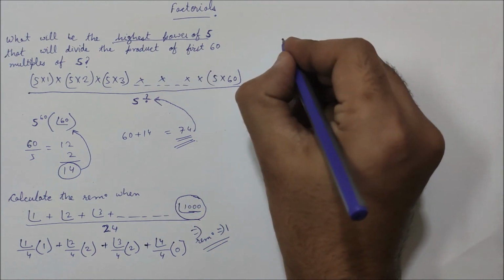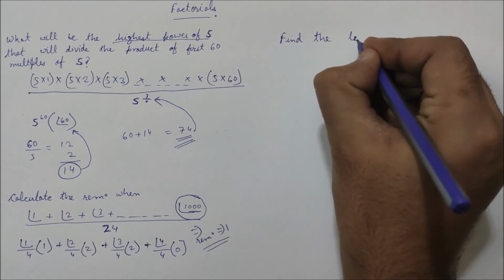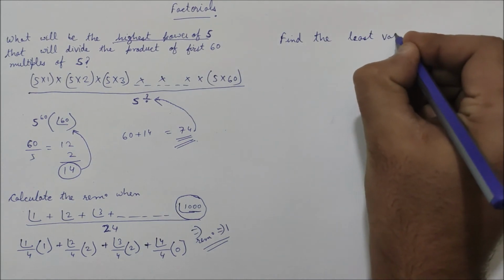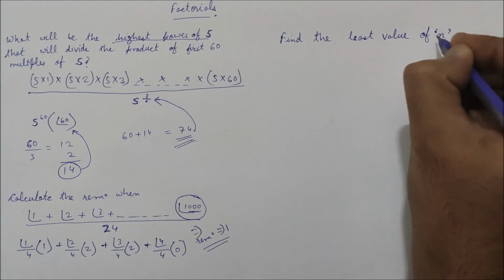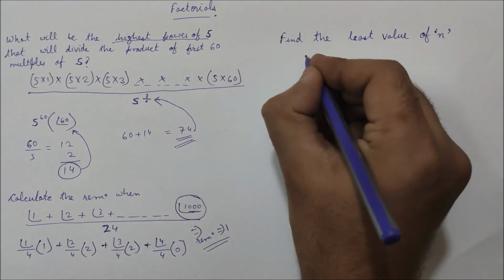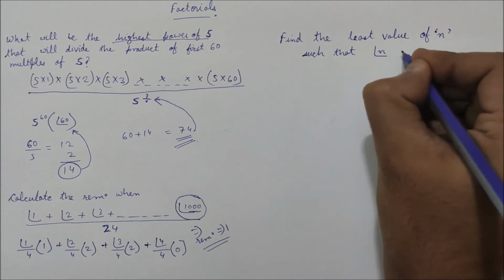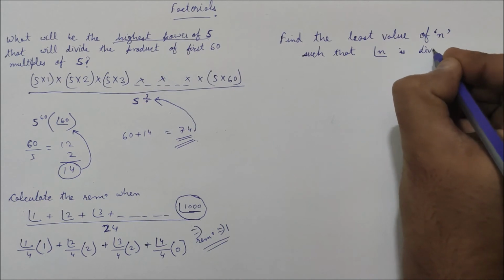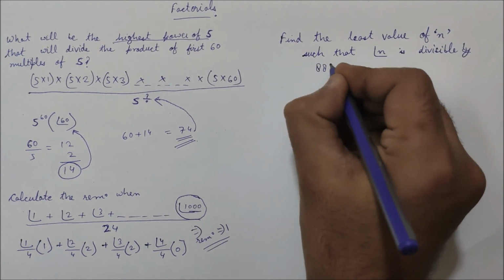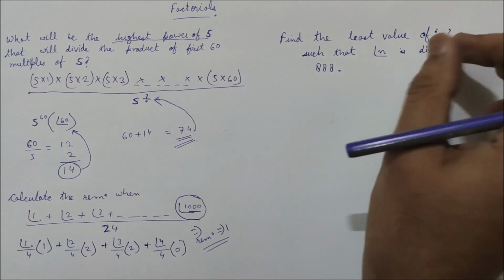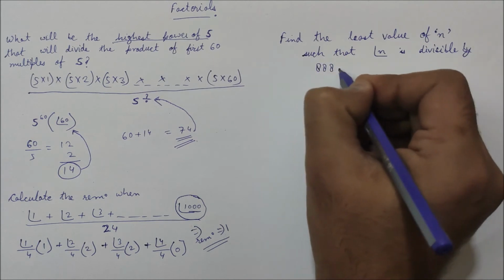The question goes like, find the least value. So we need to calculate the minimum value, the least value of n, such that factorial n is divisible by 888.